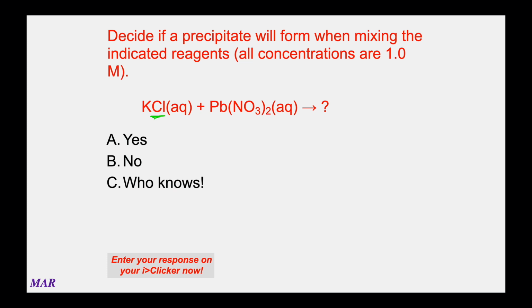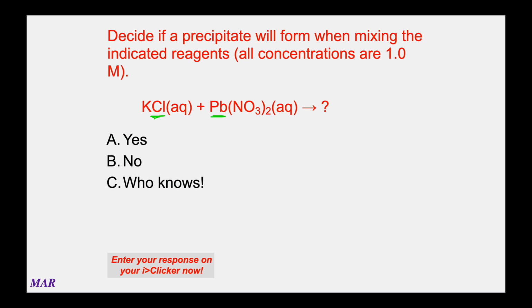For example, with K right here. However, if you're going to combine chloride with lead, lead(II) chloride is one of the exceptions. We talked about in lecture how lead 2+, silver +, and that weird mercury(I) 2+ are all ions that form insoluble compounds with chloride, bromide, and iodide.